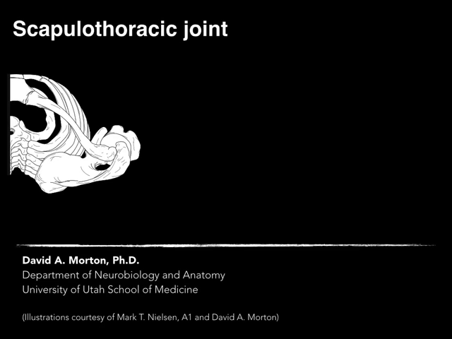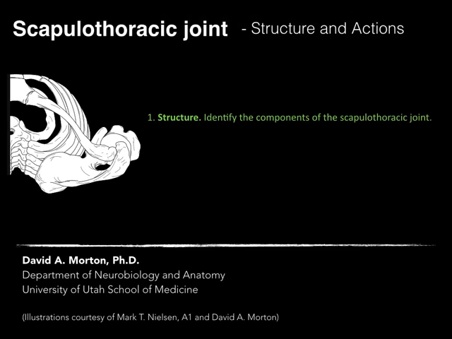Okay, let's talk about the scapulothoracic joint, and specifically about the structure and actions of the scapulothoracic joint. All right, our two objectives. First, structure. We're going to identify the components of the scapulothoracic joint. And second, the actions. We'll describe the movements of that scapulothoracic joint.